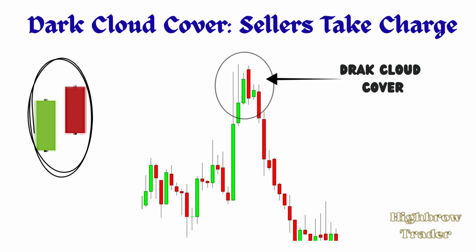The dark cloud cover is a bearish reversal pattern that appears after an uptrend. The first candle is bullish, and the second opens above the first's high but closes below its midpoint, signaling a shift from buying to selling pressure. Examine the chart below. Notice how the second candle closes below the midpoint of the first, indicating a potential reversal to the downside.